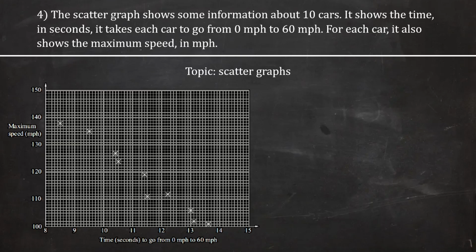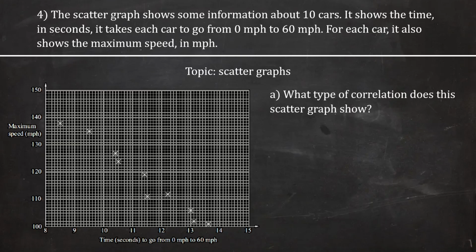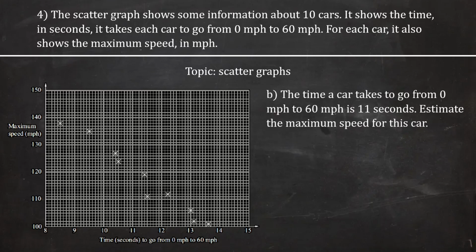Question 4, a scatter graph shows information about 10 cars, blah blah blah. The topic here is scatter graph. So question a, what type of correlation does this scatter graph show? You can see that the data is going down from left to right, so it's a negative correlation. Then the time a car takes to go from 0 to 60 is 11 seconds. Estimate the maximum speed for the car.